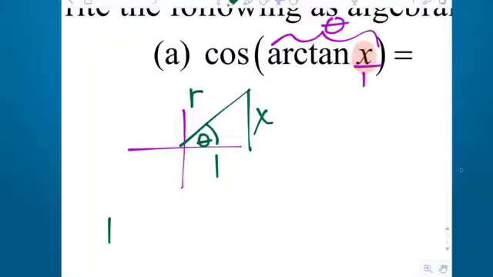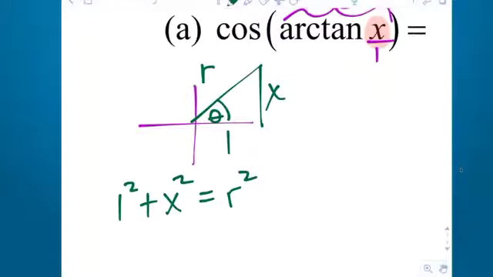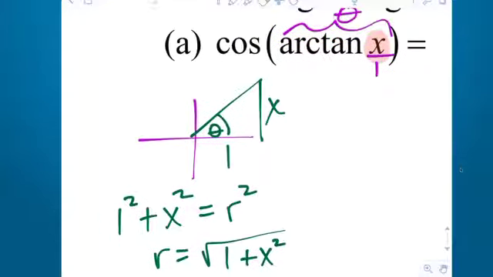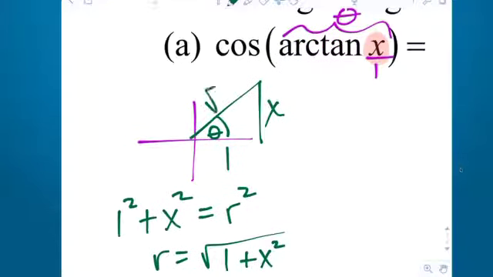So 1 squared plus x squared equals r squared. So what is r? I want to solve for r in terms of x. If I take the square root of both sides, I get the square root of 1 plus x squared. And now I'm going to get rid of that r up there. It was a temporary placeholder, and I'm going to put the square root of 1 plus x squared in its place.